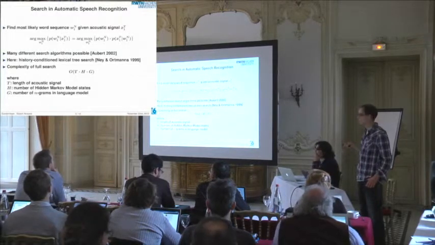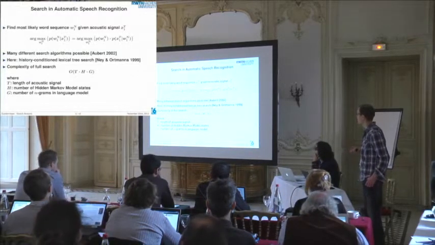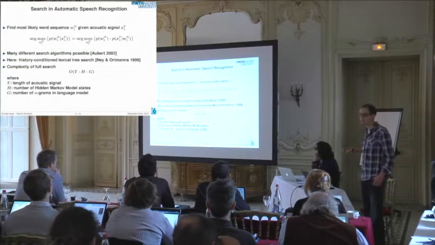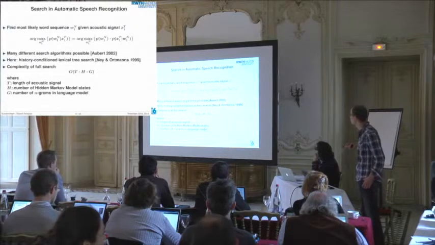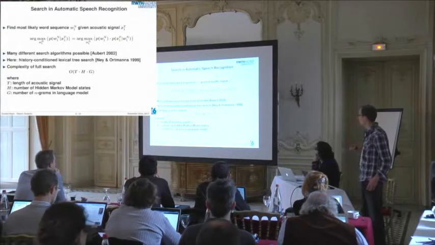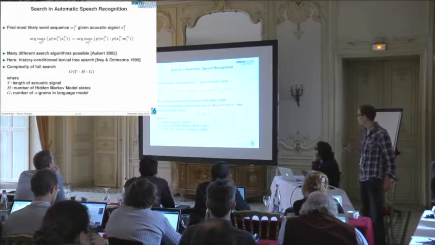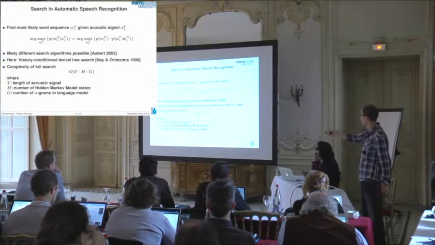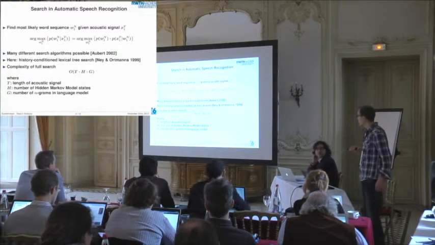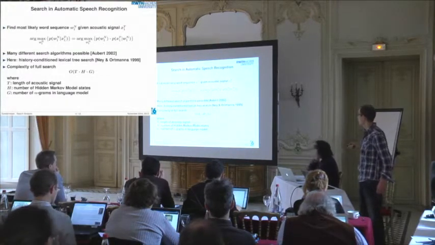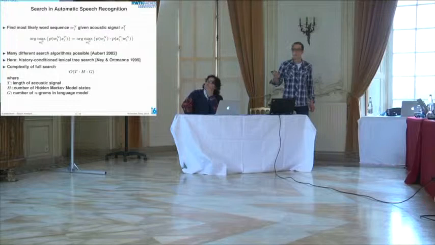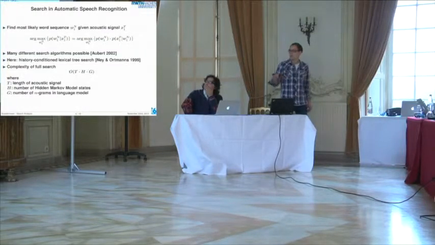But in this particular case, we want to concentrate on the so-called history-conditioned lexical tree search, which is, for example, presented in the paper by Ney and Ortmanns from 1999. And the complexity of a full search can be roughly characterized by this big O notation. So it's linear in the length of the time signal, capital T, but it's also linear in the number of hidden Markov model states, which result from the lexicon, and the number of n-grams in the language model.